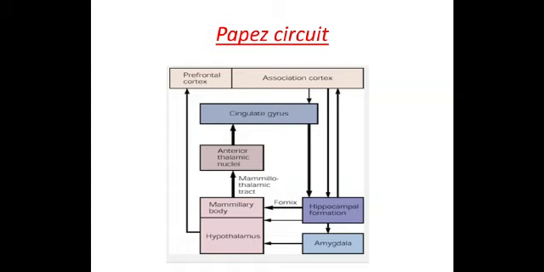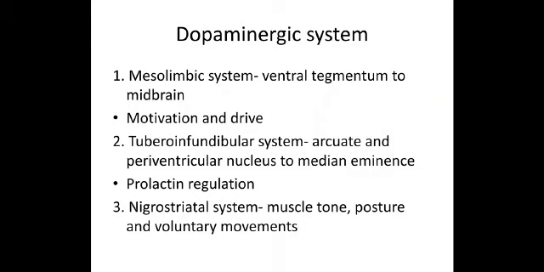So we need to understand that in simple terms, there are different neurotransmitters which play a role in all the emotional components. For example, for motivation and drive, we have the mesolimbic system, which is from the ventral tegmentum to the midbrain, which controls motivation and drive. The tuberoinfundibular system, which is the arcuate and periventricular nucleus to the median eminence, which regulates prolactin. The nigrostriatal system, which mainly controls muscle tone, posture and voluntary movement.